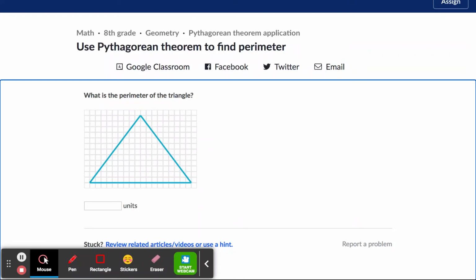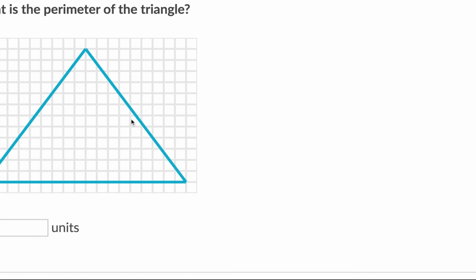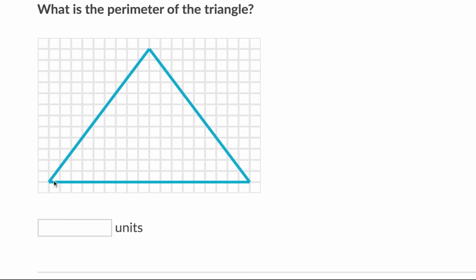All right, so let's do this. Let's take a look at an example now that we've got all our notes. What does all of this mean? I want the perimeter of this triangle, which should be theoretically as simple as counting around the sides of the triangle. I can do that across the bottom.